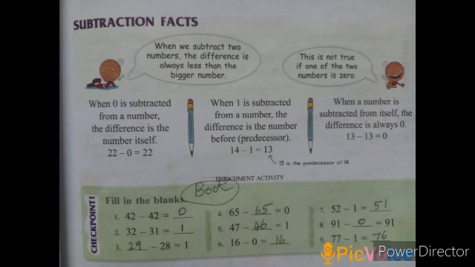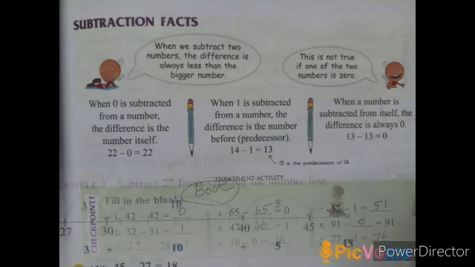Seventh one, 52 minus 1 is equal to 51. Next, eighth one, 91 minus dash is equal to 91. The same number will be the answer, means it should subtract with a 0. Next, ninth one, 77 minus 1. We are going to get the predecessor 76. You can write it in the book itself, children.